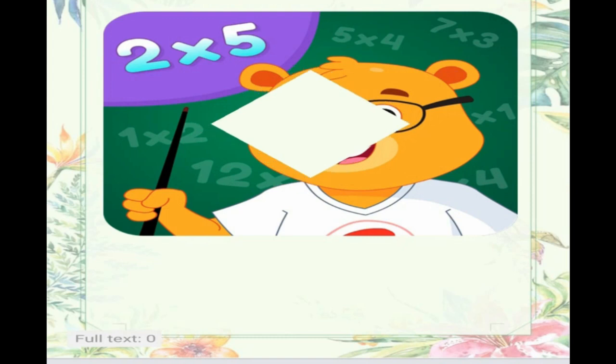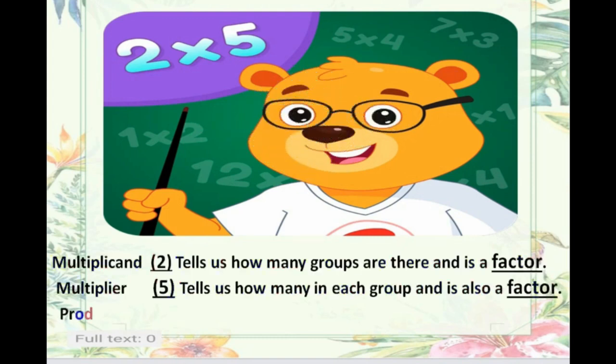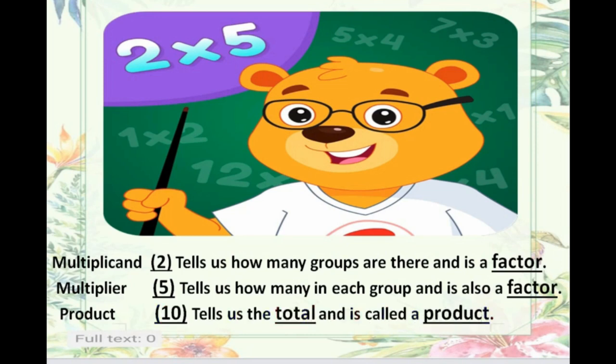Now, in the picture, children, you see 2 multiplied by 5. What is 2? 2 tells us how many groups there are, and this is a factor. 5 tells us how many in each group, and it's also a factor. And 10, whatever the answer is, tells us the total and is called the product. We also give them other names: 2 is called the multiplicand, 5 is called the multiplier, and whatever answer we get is the product.